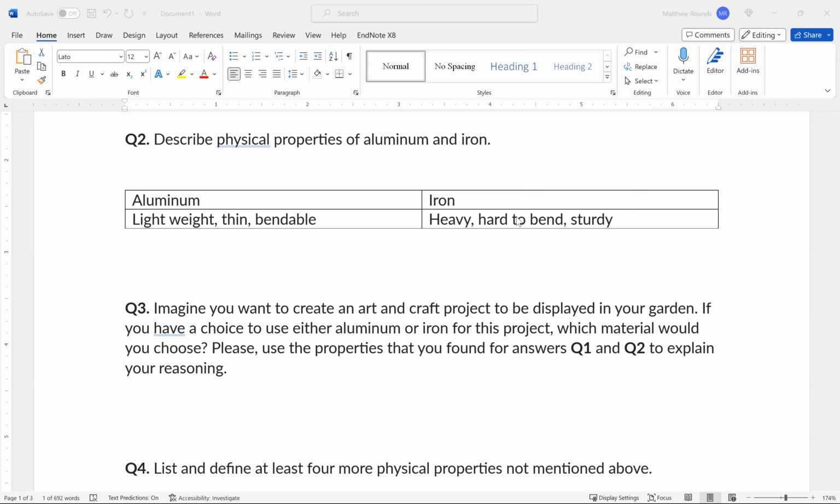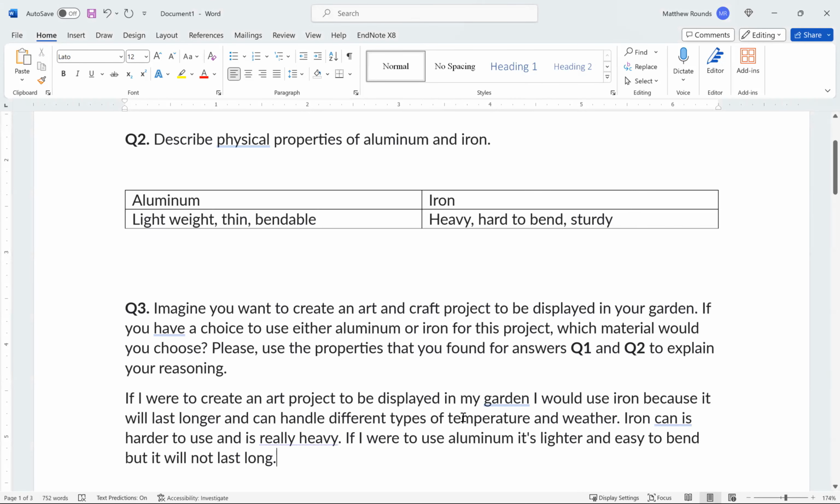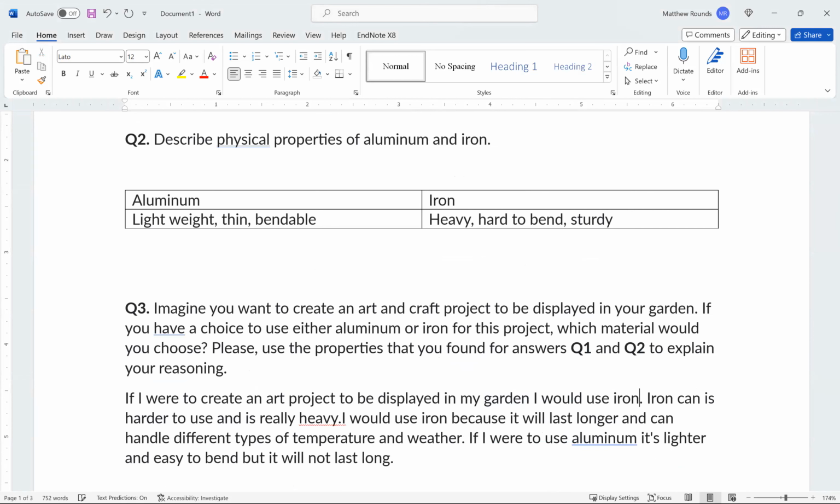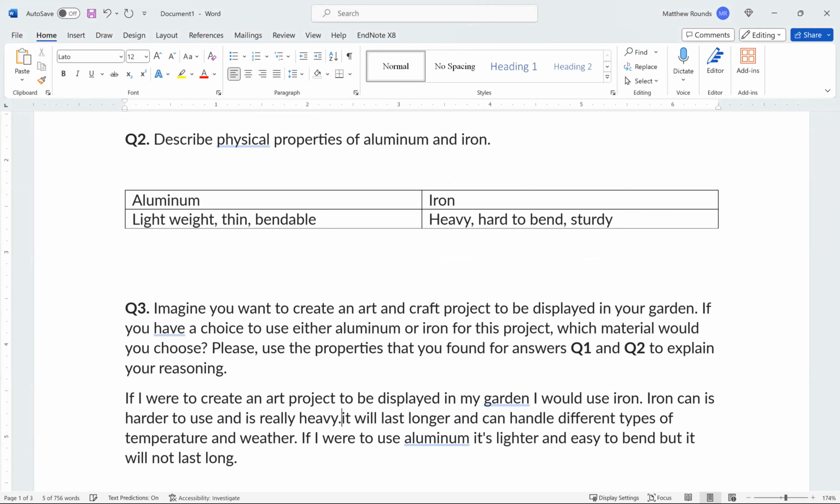All right, here's what I have written down. But the properties should come before your explanation of it. So it would be better to say, if I were creating an art project to display in my garden, I would use iron, like you wrote down there. Iron can be harder to use and is really heavy. I mean, that almost sounds negative, the way that's written. So you've got to add something in here. But it will last longer and can handle different types of temperature and weather.